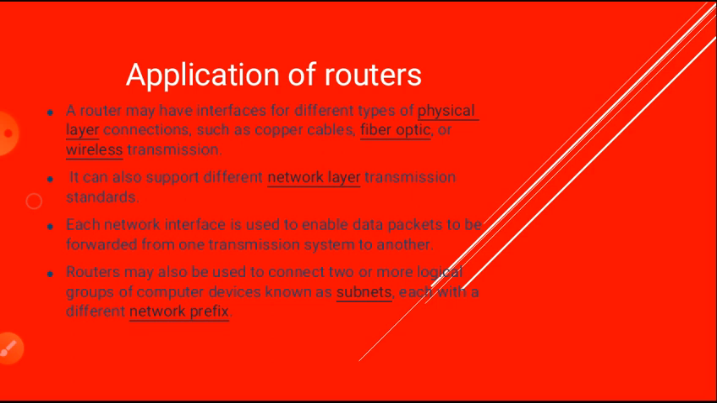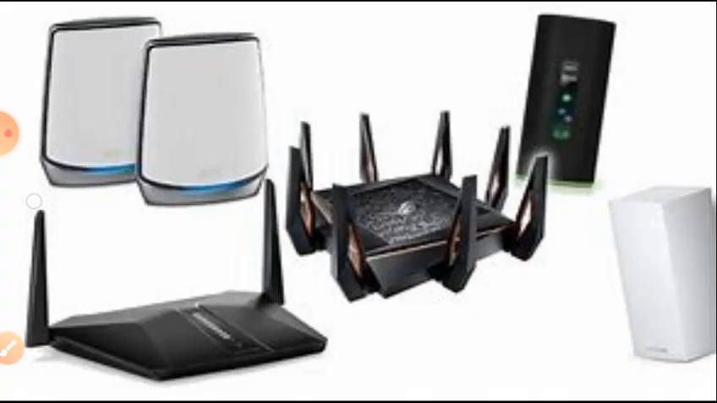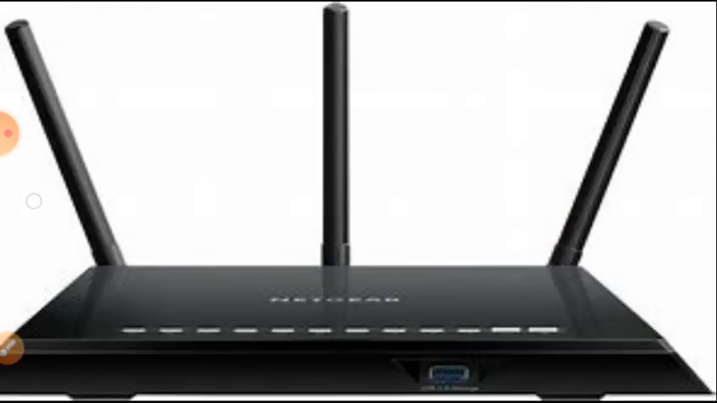A router may have interfaces for different types of physical layer connection, such as copper cable, fiber optic, or wireless transmission. It can also support different network layer transmission standards. Each network interface is used to enable data packets to be forwarded from one transmission system to another. Routers may also be used to connect two or more logical groups of computer devices known as subnets, each with a different network prefix. This is the example of router. This is the 3-pin router.